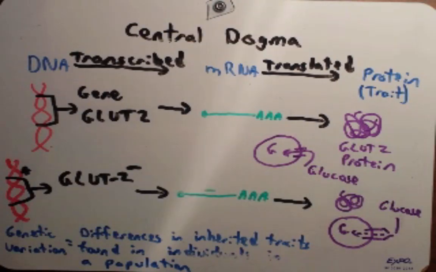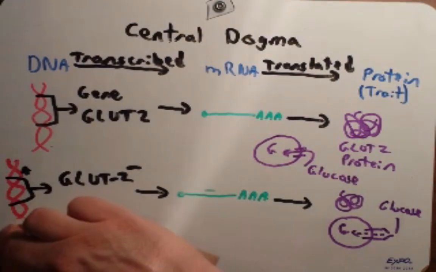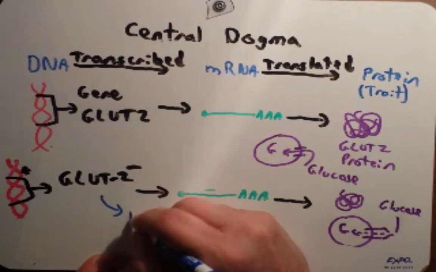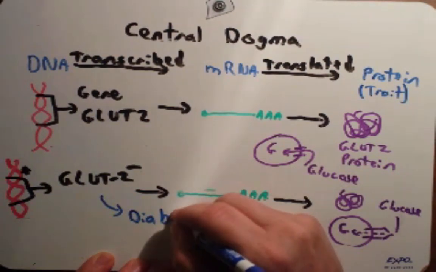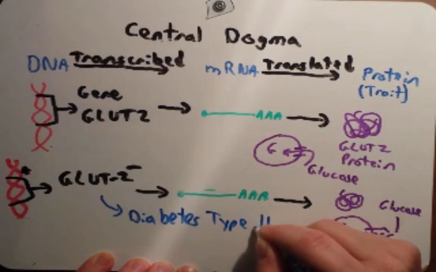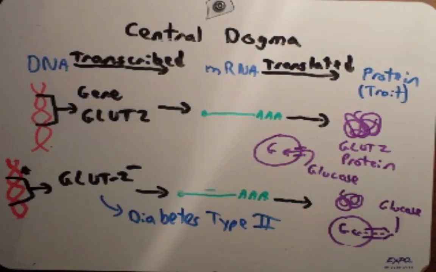I'm going to erase this definition for genetic variation at the bottom because there's another really important part here I want to talk about. Now, one thing I didn't mention was that this GLUT2 gene, when it's mutated, is linked to diabetes type 2. Now, if you have this mutation, it doesn't mean you're going to get diabetes type 2. It means that you have the gene that causes you to have an increased risk of developing diabetes type 2.